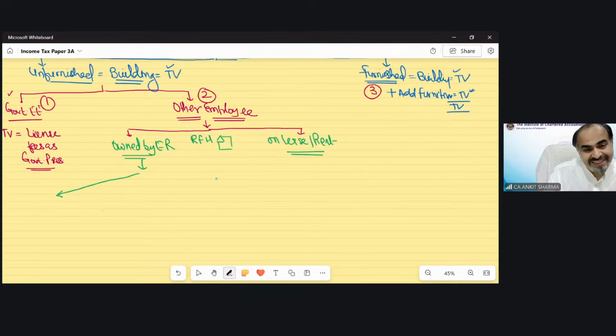The city in which you reside or work, in which the rent-free house has been provided, if its population is more than 40 lakh, the taxable value would be 10% of salary.